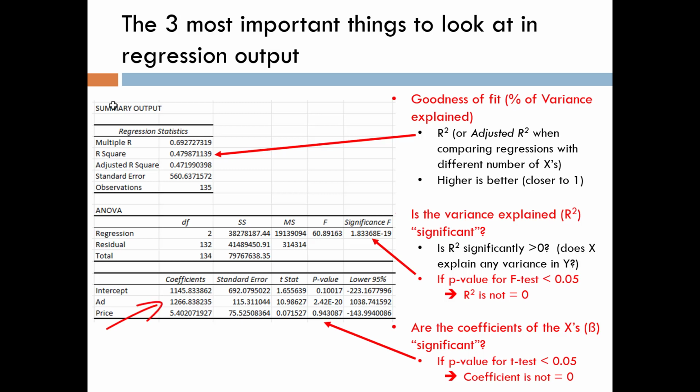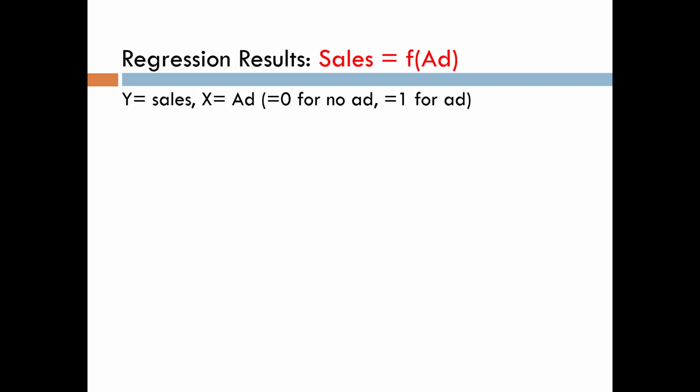Here, the coefficient for ad is 1266.84, which means that every time an ad is run, sales increase by that many units on average. Since only ad was significant in the last regression, we can remove price from the regression model and estimate a regression with just ad as the independent variable.